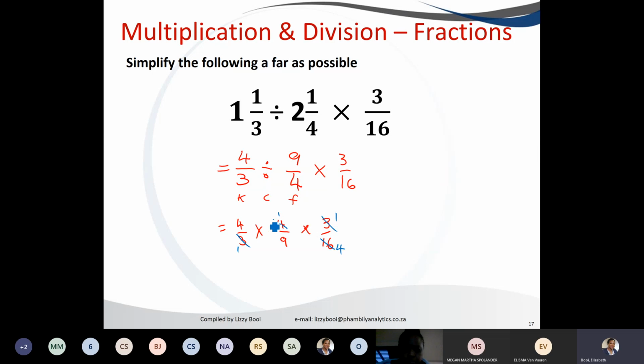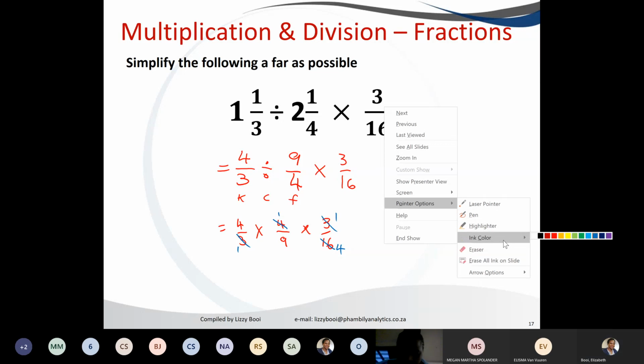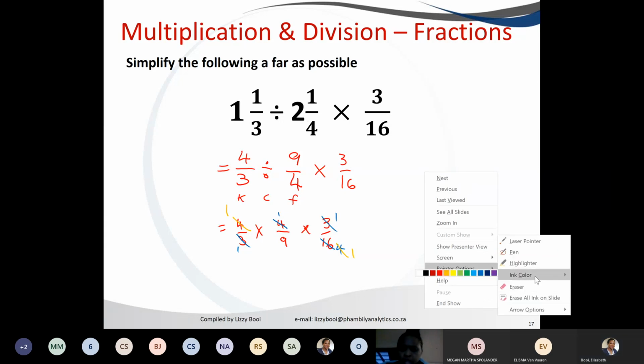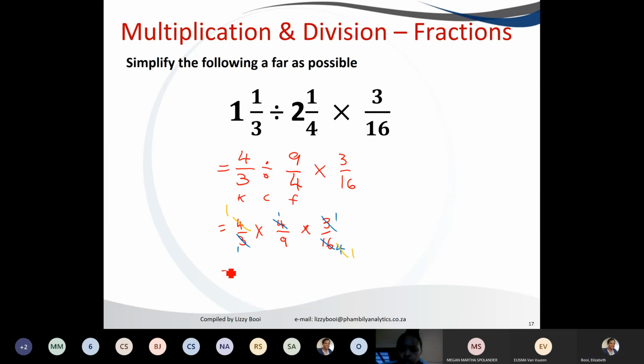Then I'm left with the 4, I'm left with the 1, I'm left with the 1, and at the bottom I have 1, and I have 9, and I have 4. But I can still simplify this further, because at the top I still have a 4, so 4 can go 1 time into 4, and it goes 1 time into this 4. So I can also now have an answer. 1 multiplied by 1 is 1, multiplied by 1 is 1. Divide by 1 multiplied by 9 is 9, multiplied by 1 is 9. And that will be my answer.